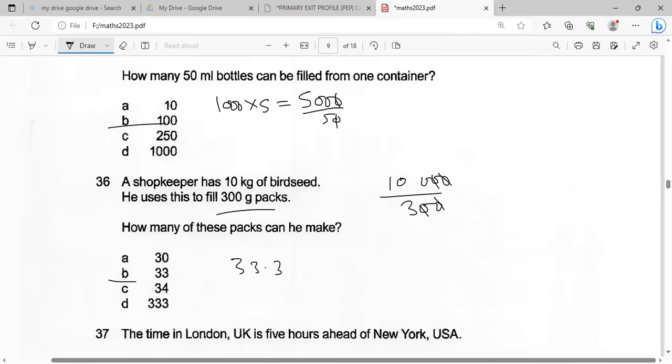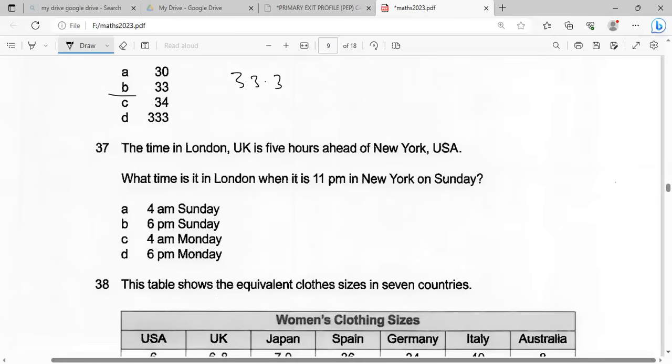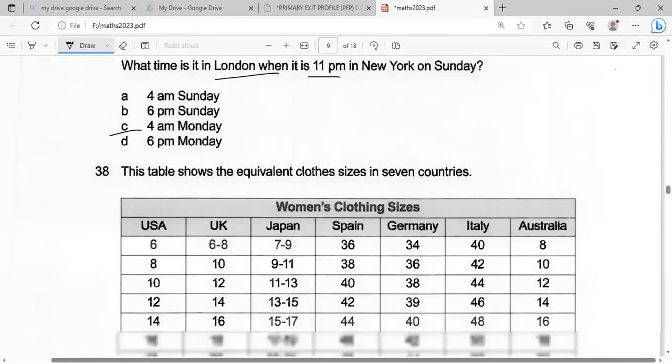All right. The time in London, UK is 5 hours ahead of New York, USA. What time is it in London? So London time we want when it's 11 p.m. New York, Sunday. So PM, so we're gonna go into Monday. So it's gonna be 4 a.m. Monday. We take 1 hour to reach 12 and then we go on at the AM, all right?